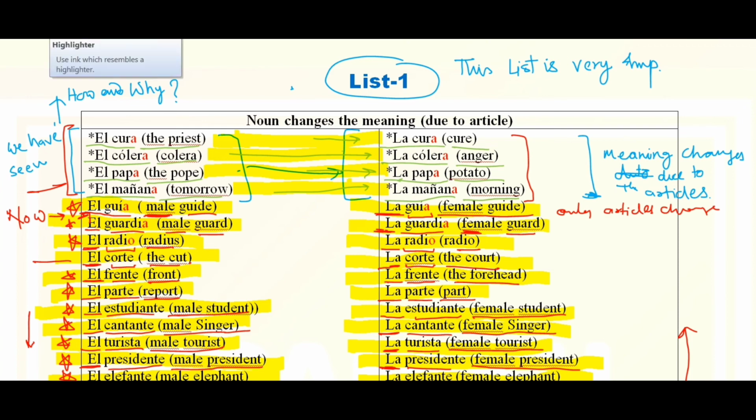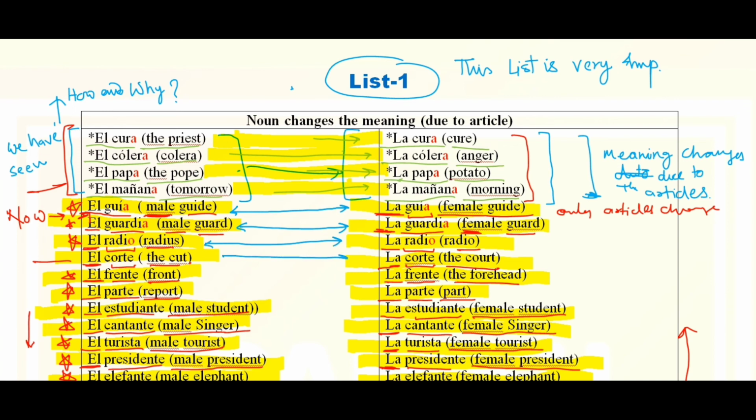You can read all. Above 4 stars, el guía, la guía, el guardia, la guardia, el radio, la radio, el corte, la corte, el frente, la frente, el parte, la parte. Meanings, all meanings are written there. El estudiante, la estudiante, el cantante, la cantante, el turista, la turista.